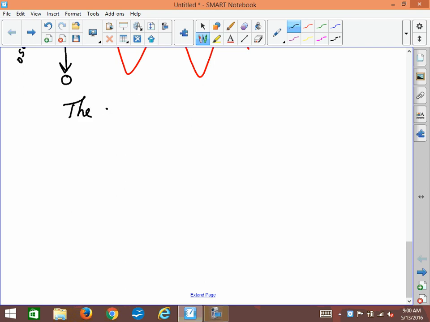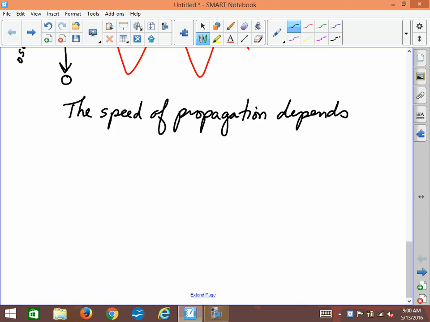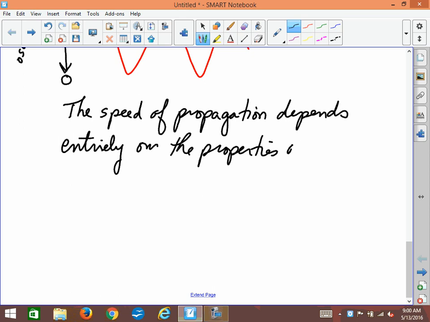The speed of propagation, the speed of the wave traveling through the medium, depends entirely on the properties of the medium. Entirely, E-N-T-I-R-E-L-Y, entirely on the properties of the medium. Now, what do we mean by the properties of the medium?